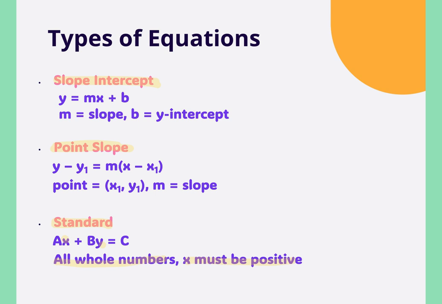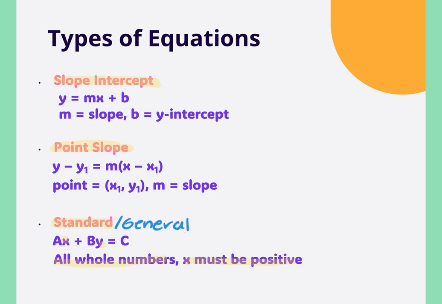Very rarely will you plug into standard form. Usually if it's in standard form, it's easy to get your intercepts out of, but you don't typically plug into it. What you might do is plug into slope-intercept or point slope, depending on what you're given, and then the question might ask you to put it into standard form. This can also be called general form. Sometimes you'll see that.